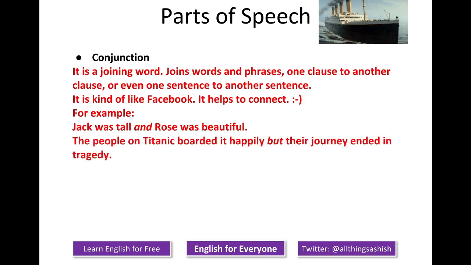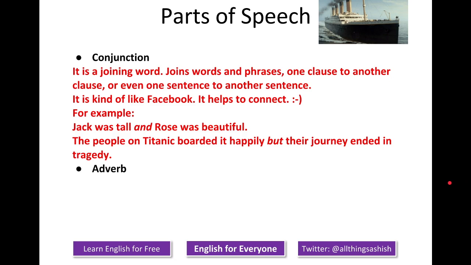The people on Titanic boarded it happily, but their journey ended in tragedy. So this here is one clause. The people on Titanic boarded it happily. And here we have the second clause. Their journey ended in tragedy. And both these clauses are being connected by but right here. That's B-U-T, but.